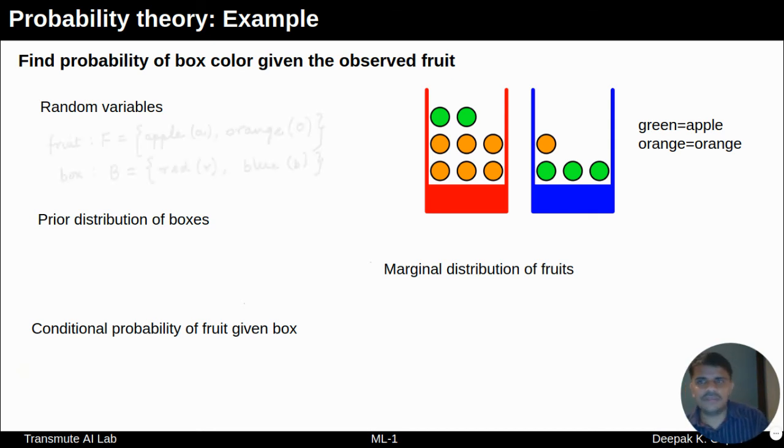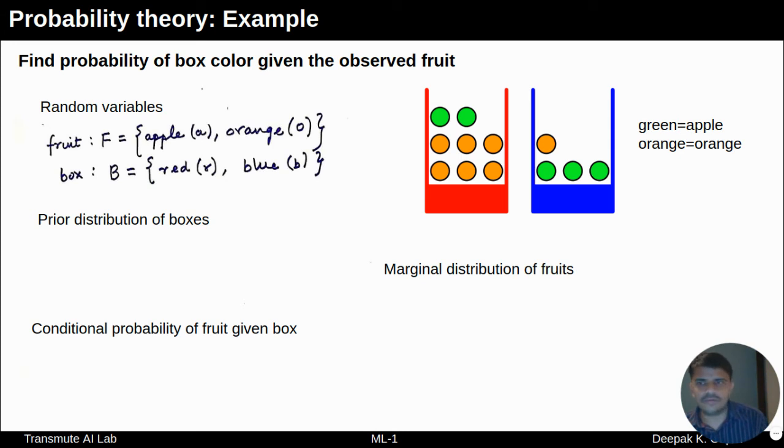The random variables in this case are the fruit and the box. The first random variable F is apple and orange. The other random variable is the box, which is red and blue. So we have two random variables, each with two possible outcomes. Now we start with the prior distribution of the boxes. P of box equal to red is 4 by 10. This is something which is known. And P of box equal to blue is 6 by 10. Let's say this is known from some external sources.